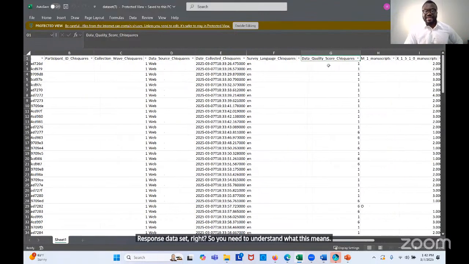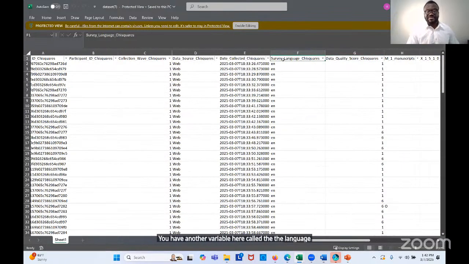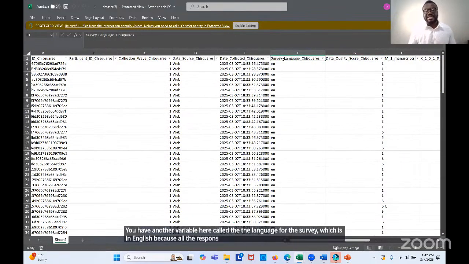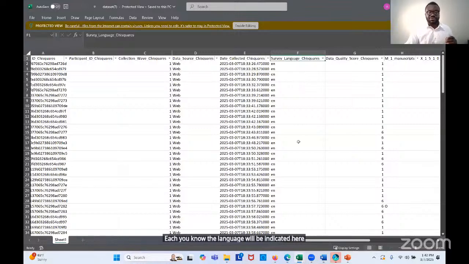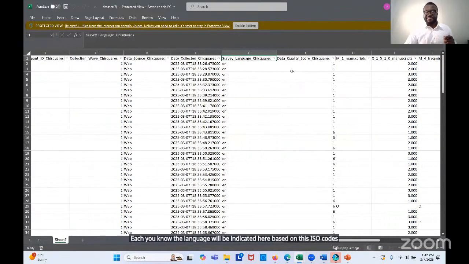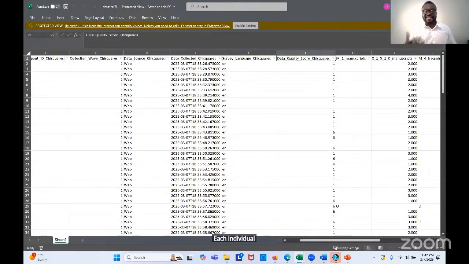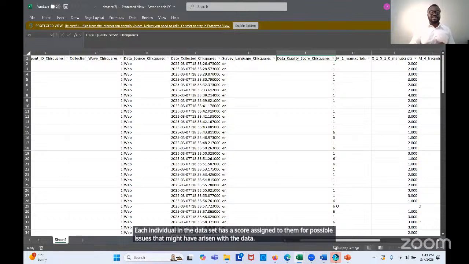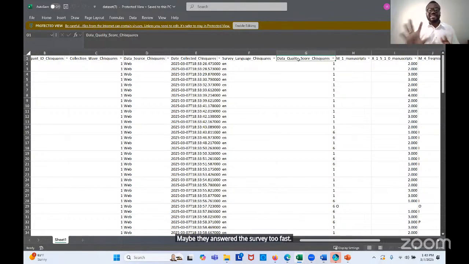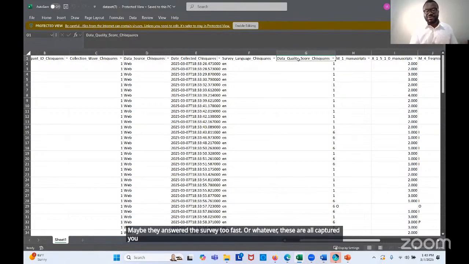You have another variable here called the language for the survey, which is in English because all the responses were in English. If we had the survey in multiple languages, the language will be indicated here based on these ISO codes. Then we have the data quality score. Each individual in the data set has a score assigned to them for possible issues that might have arisen with the data. Maybe they answered the survey too fast or whatever. These are all captured and you need a code book. We're going to look at that in a minute.